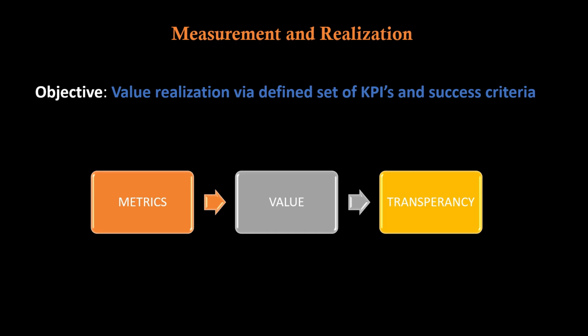The last one is transparency. Within this capability, you need to understand the chargeback implementation, reporting frequency, product-centric accountability, and the cost allocation to projects. So this is how you are going to have a robust measurement and realization pillar within your organization.